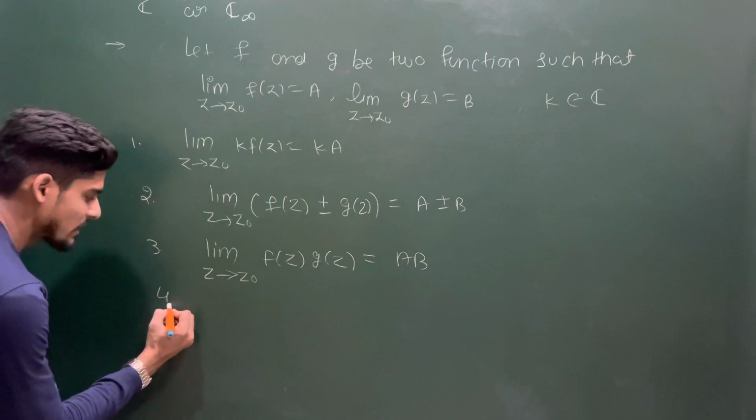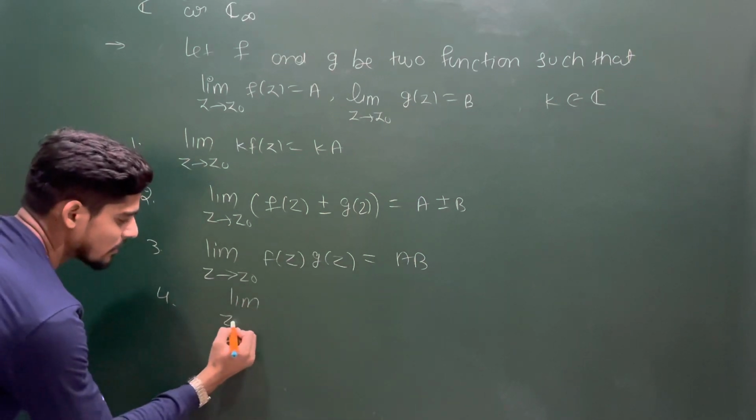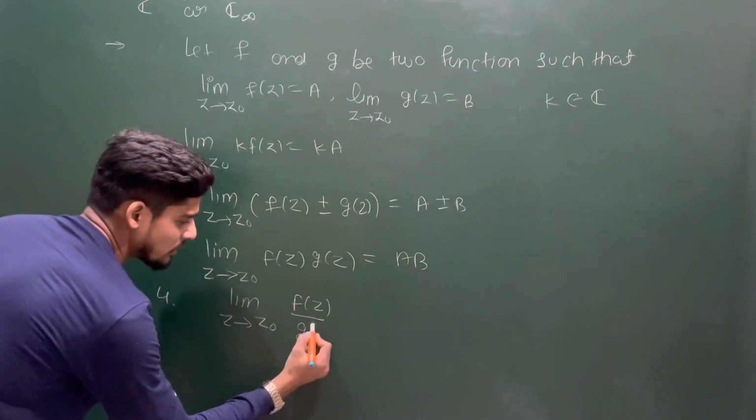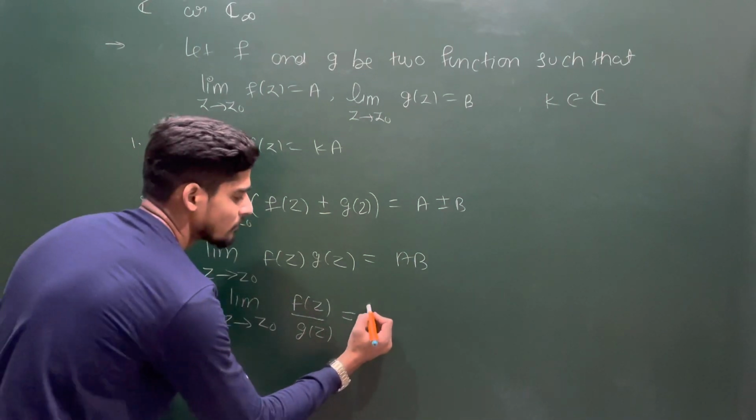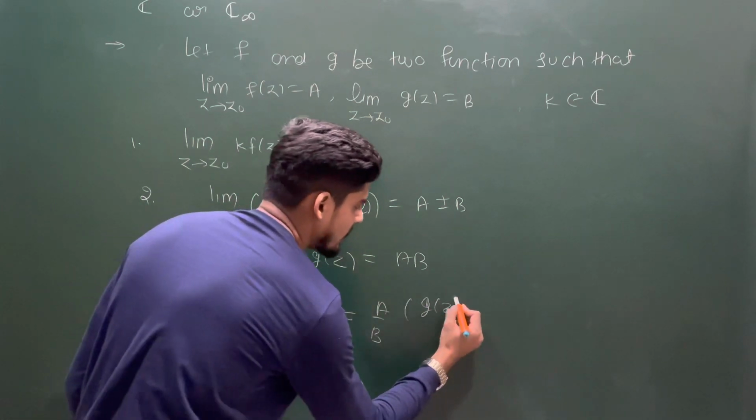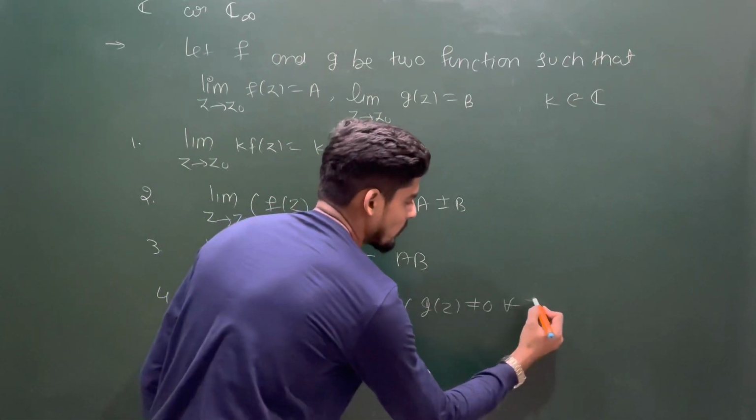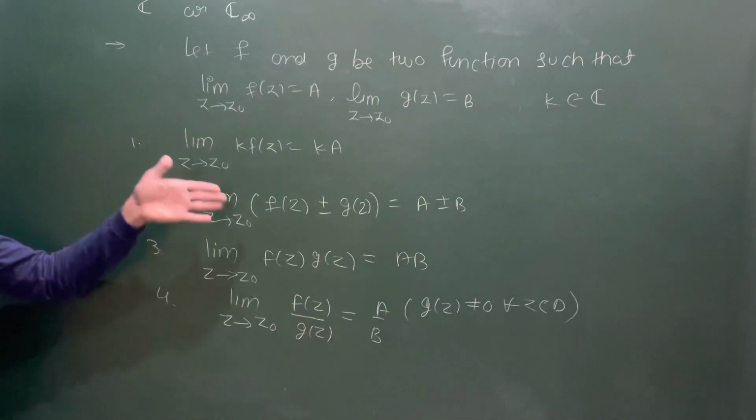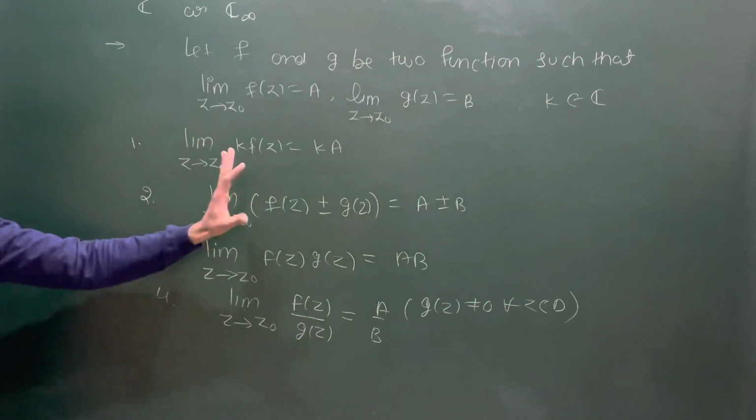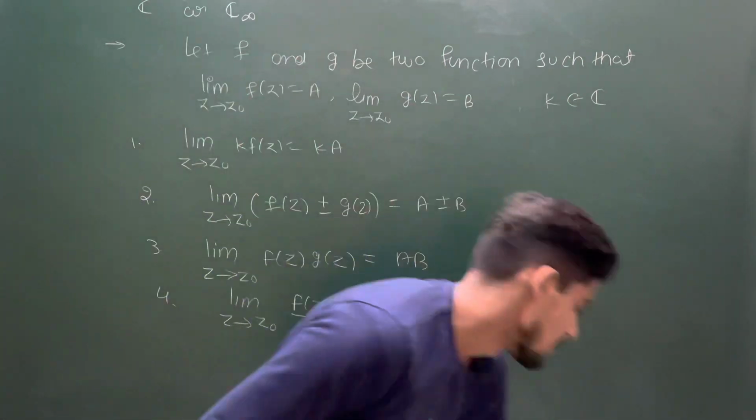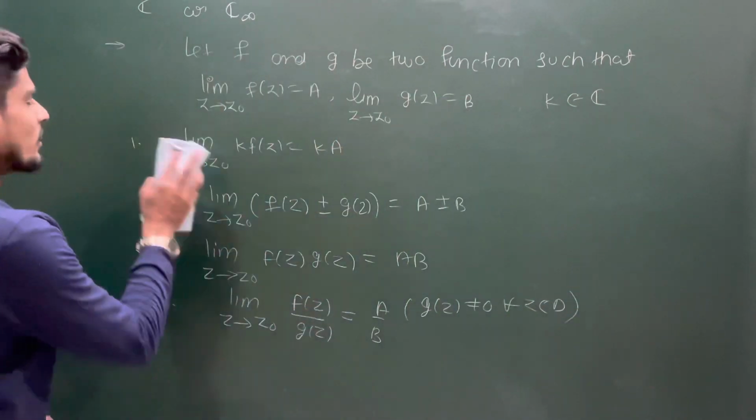And the next property is limit as z approaches z naught of f(z) upon g(z) will be a by b if g(z) is non-zero for all z inside the domain D. So these are called the algebra of limits, and the proof is very easy, so I am not going to do the proof. The proof is directly from the definition of the limit. So this is about the algebra of limits.